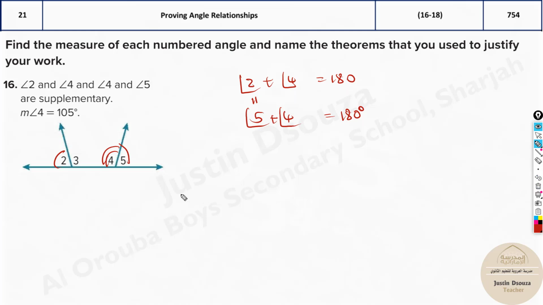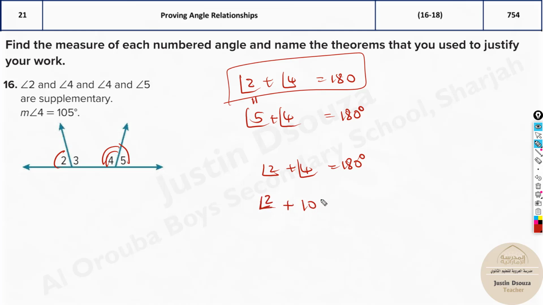So this is the thing, and they have told the measure of angle 4 is how much? 105. So we have to find each numbered angle. So let's start with the first one. Let's use this relation. Angle 2 plus angle 4 equals 180 degrees. And let's substitute what we know. 2 is unknown, plus 4 is known to be 105, so it's equal to 180 degrees. Take this to the other side, it'll be 2.